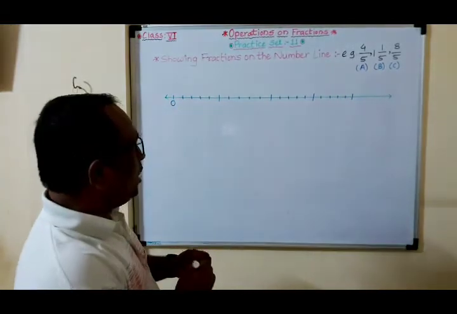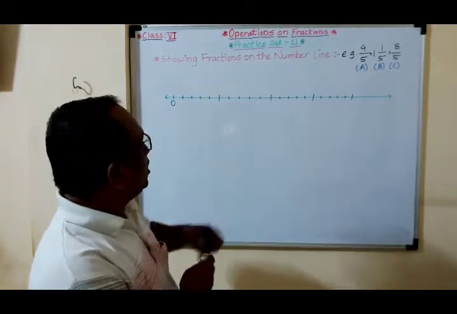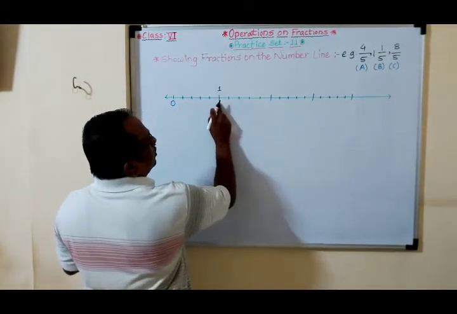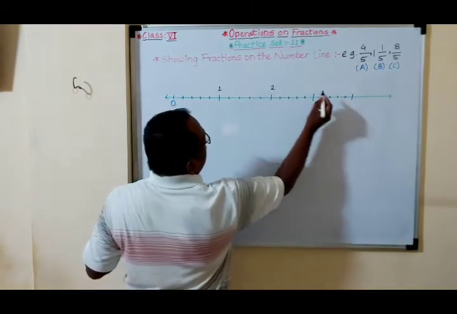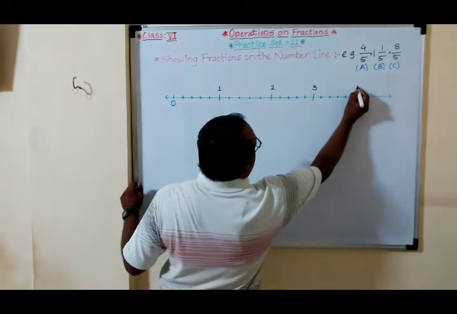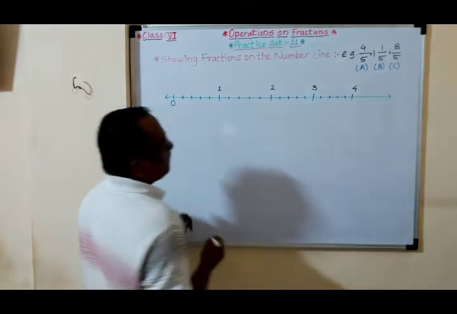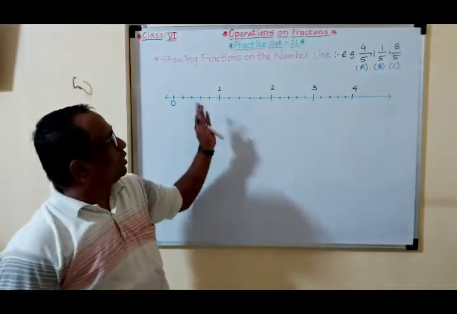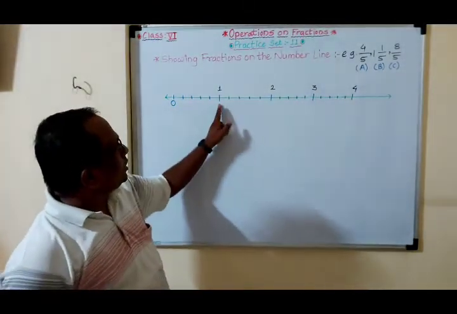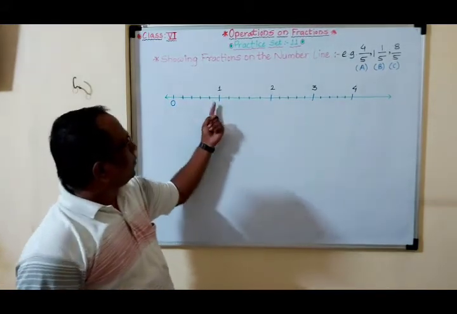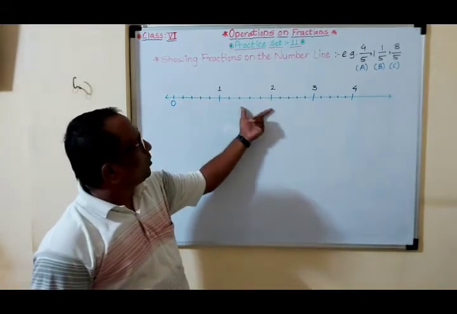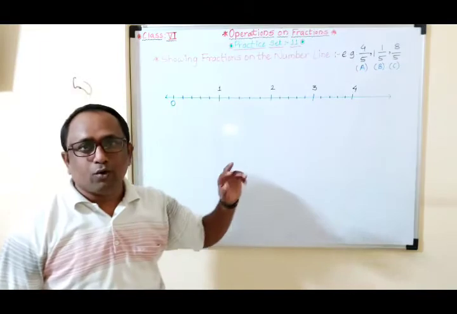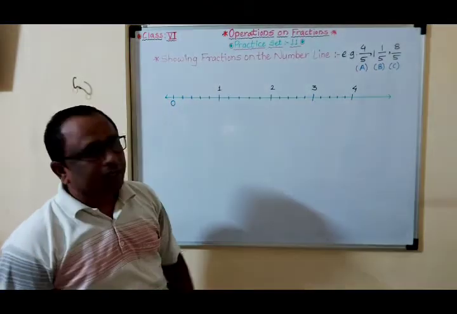Now students, this bigger part is actually 1, now this is 2, this is 3, this is 4. Now we have to show the given fractions on the number line. Here this is 1, 2, 3, 4. The first 5th part is 1, the second 5th part is 2, the third 5th part is 3, and the fourth 5th part is 4. Just make it longer or darker here.